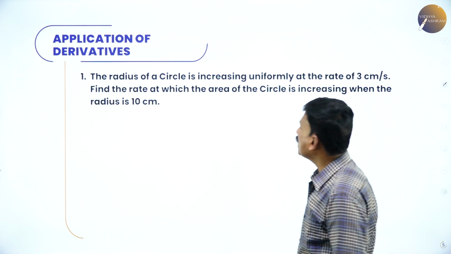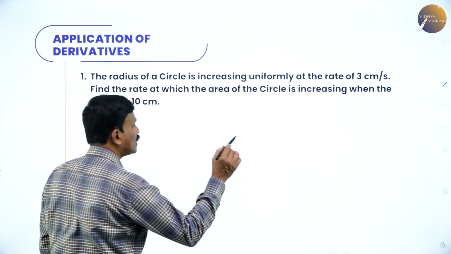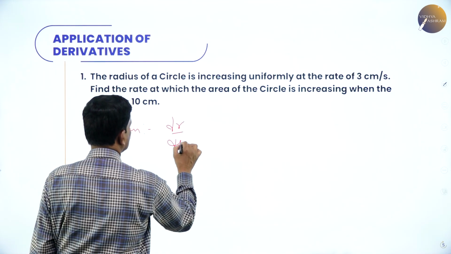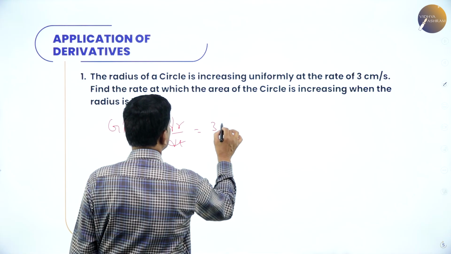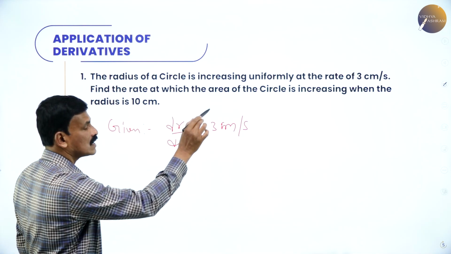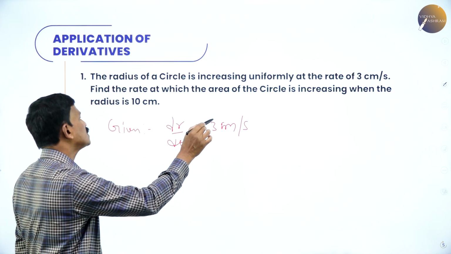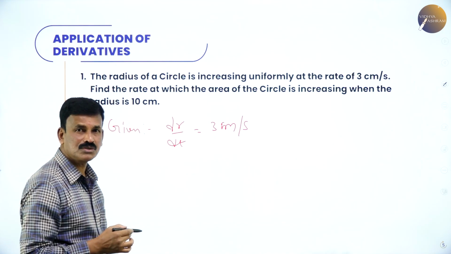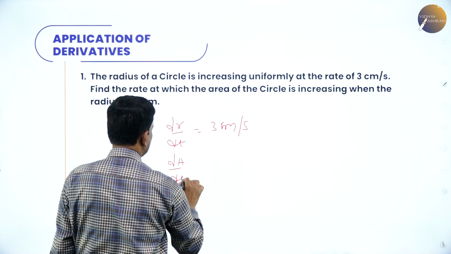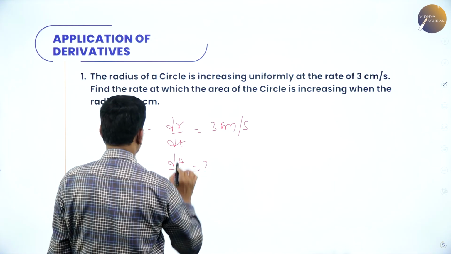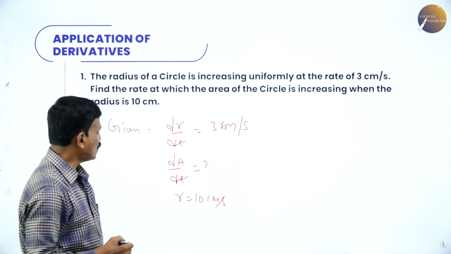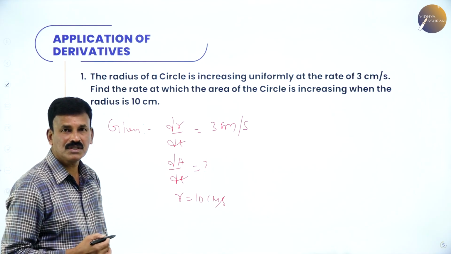Now, what is given? The radius of a circle is increasing uniformly at the rate given. The radius is increasing means rate of change of radius, dr by dt is equal to 3 centimeters per second. Find the rate at which the area of a circle is increasing, dA by dt is equal to question mark, when the radius is equal to 10 centimeters. So, what is required to find is the rate of change of area with respect to time.